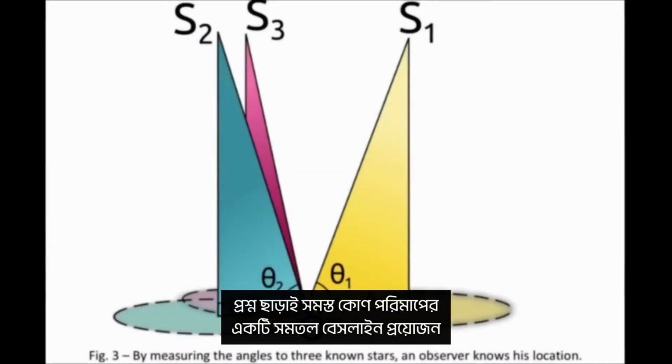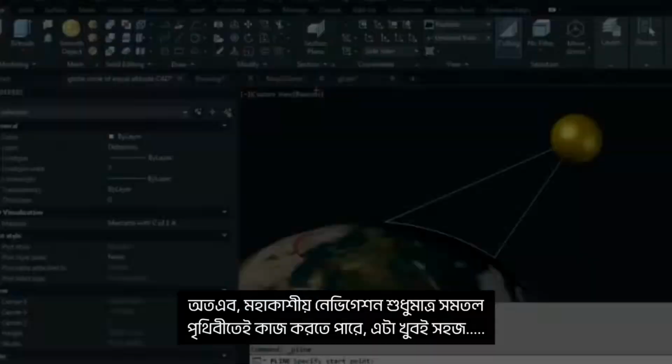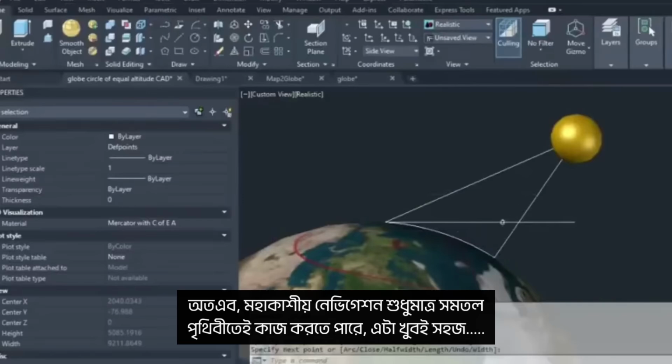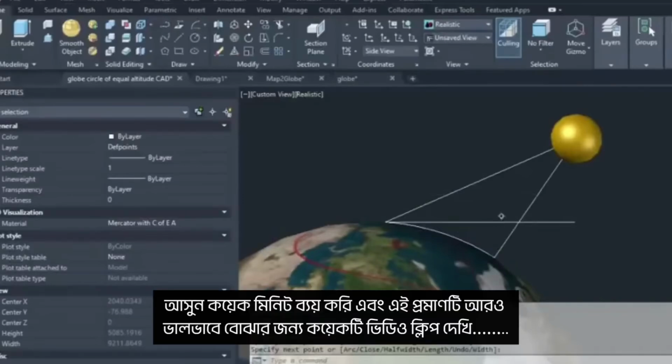Without question, all angle measurements require a flat baseline. Therefore, celestial navigation can only work on a flat Earth. It's that simple.